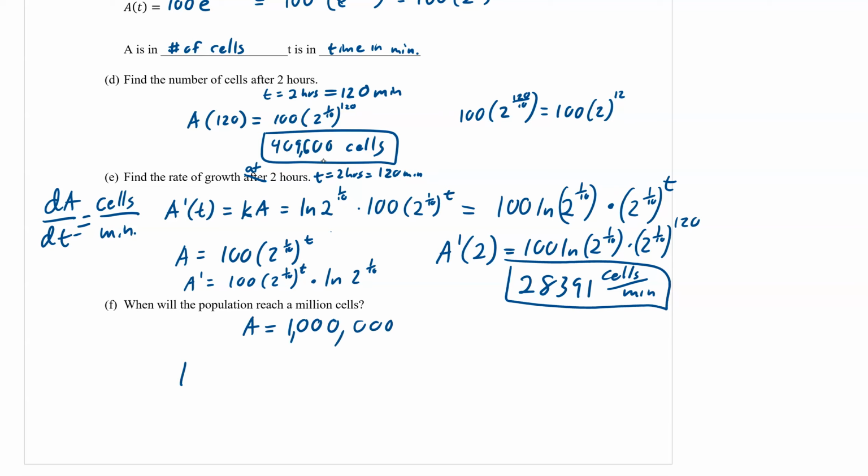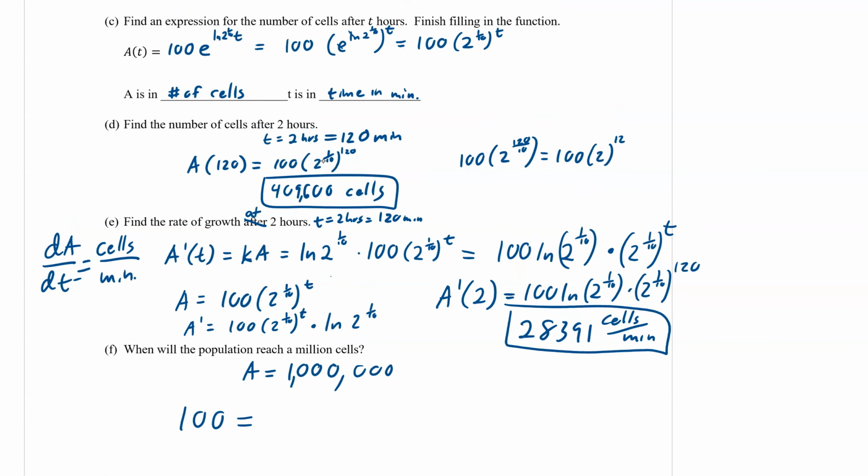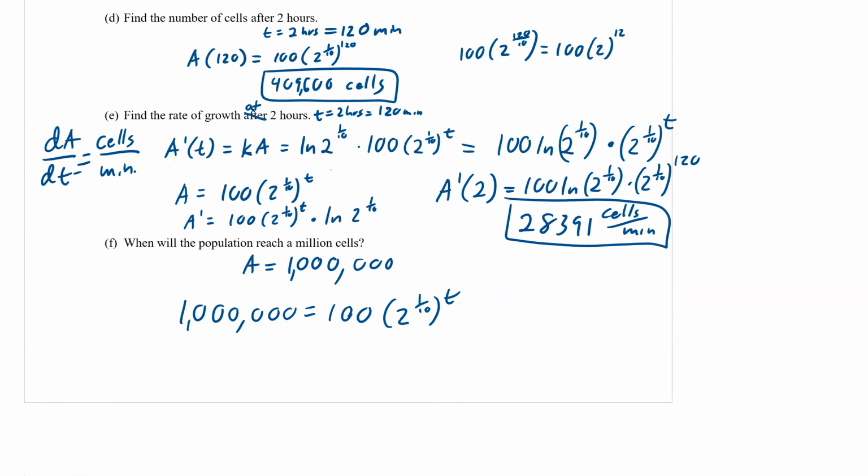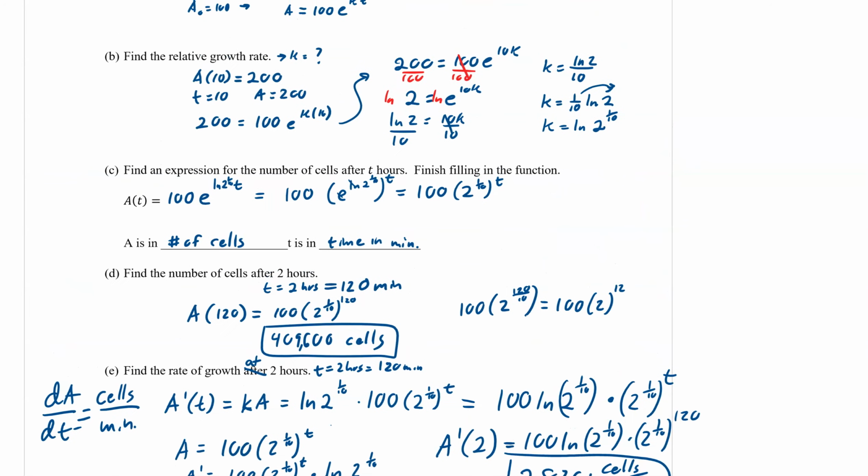And so we take that and we plug it into our formula, the one up there. Jeez, I forgot the zeros. So 1,000,000 equals 100 times 2 to the 1/10 t. You know, when you're doing a video and there's this many numbers to keep track of, it makes you a little nervous. All right, so we solve this exactly like we did when we were finding k.